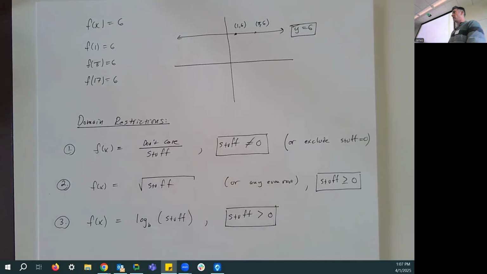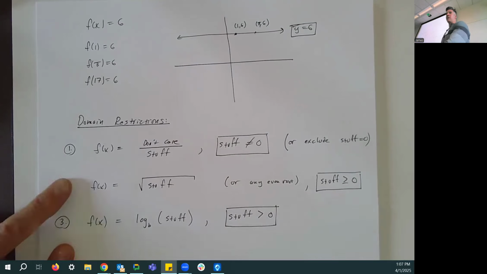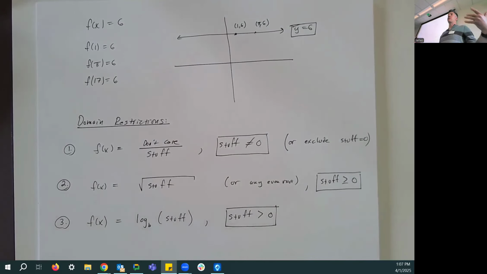If you don't see one of those 3 things, with one small exception, you're probably free and clear to say the domain is all real numbers. So when I'm asked about domain, I'm like, okay, is there a fraction? No. Is there a square root? No. Is there a logarithm? No. Cool, I'm done. Domain's everything. But if there is one of those things, that's when we have to do a little bit more inspection.